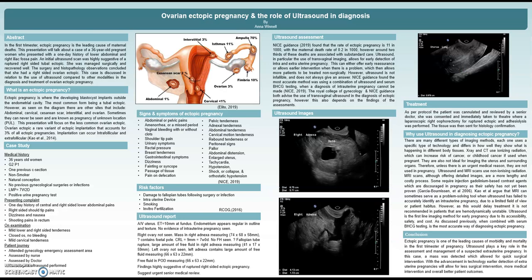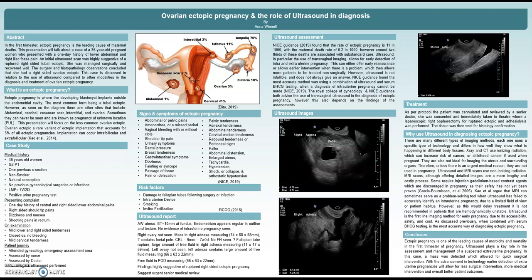As per protocol, the patient was cannulated and reviewed by a senior doctor. She was consented and immediately taken to theatre, where a laparoscopic right oophorectomy for ruptured ectopic and adhesiolysis was performed. The tissue was then sent for histology confirmation. Although not relevant in this case, ectopic pregnancy can be treated medically with methotrexate according to certain criteria. This again shows the importance of ultrasound scan, as this would allow for the fertility of a patient to be conserved and stops a patient from requiring surgery.